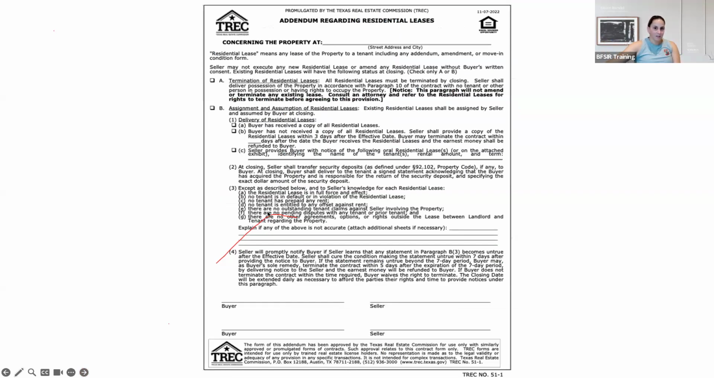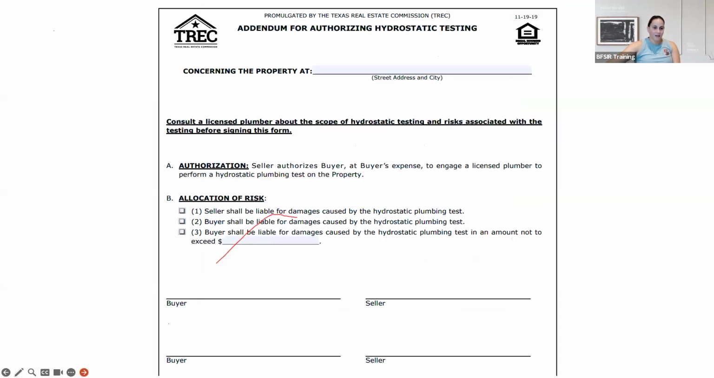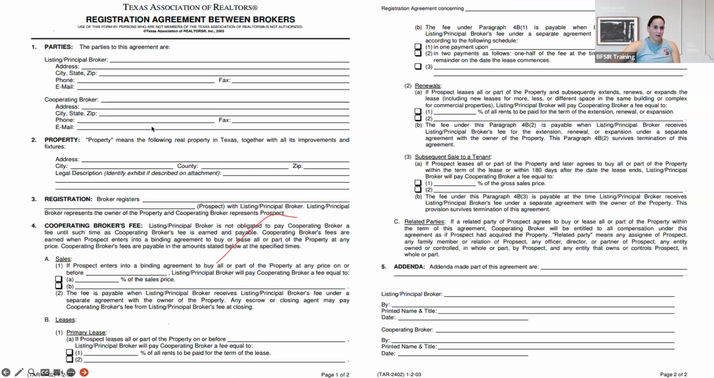Okay, so now we get into all these addendums regarding residential leases. Let me see what we have left. Fixture leases, hydrostatic testing. Oh, let's talk about these. We can go back to those if you guys want, but this is important. So, registration agreement between brokers.